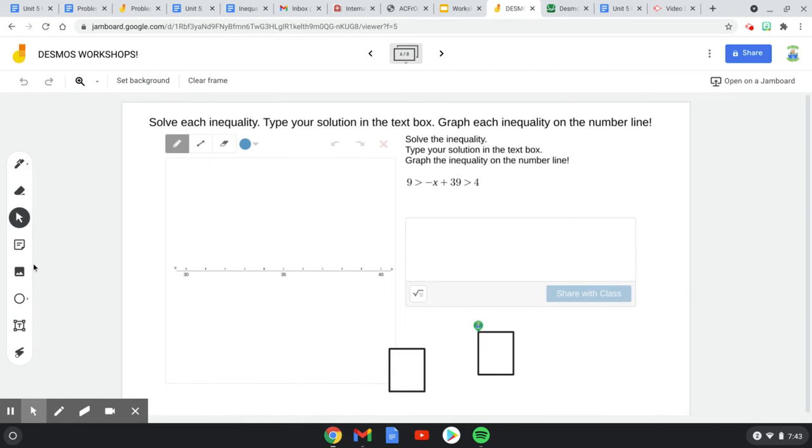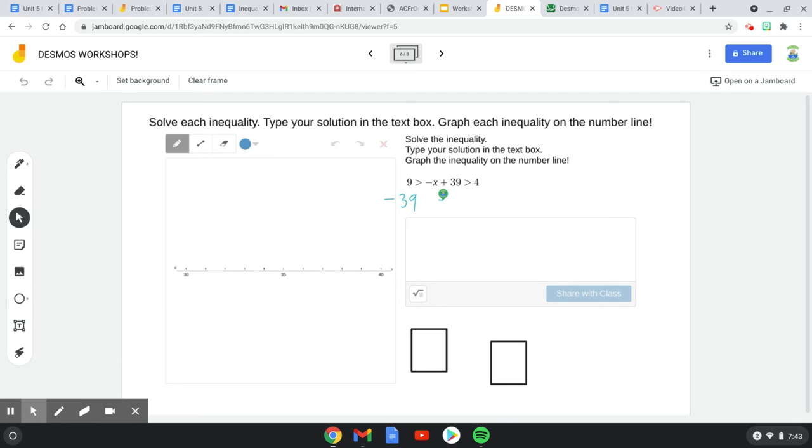So I'm looking here and I have my inequality. My inequality has 3 pieces. It has the left piece, the middle piece, and the right piece. First, I just want to look at this middle piece. So I have negative x plus 39, and my goal is to get x by itself. If I wanted to do that, the first thing that I have to do is get rid of this positive 39. To get rid of positive 39, I'm going to subtract 39 from all sides of my inequality.